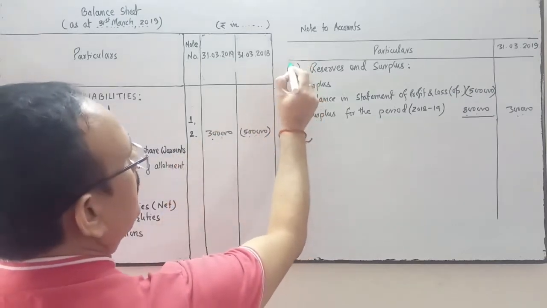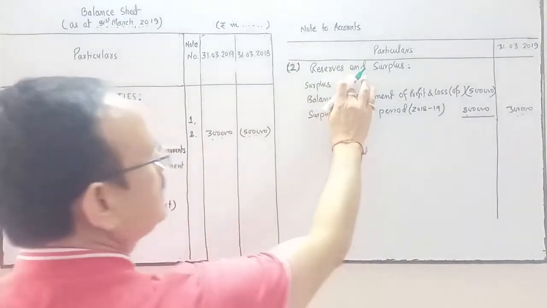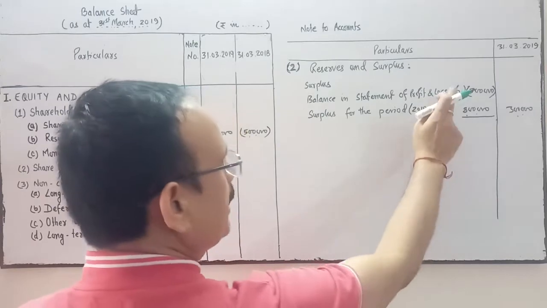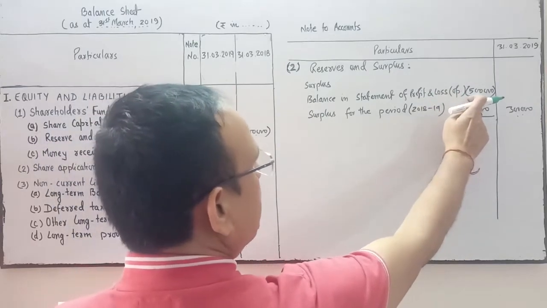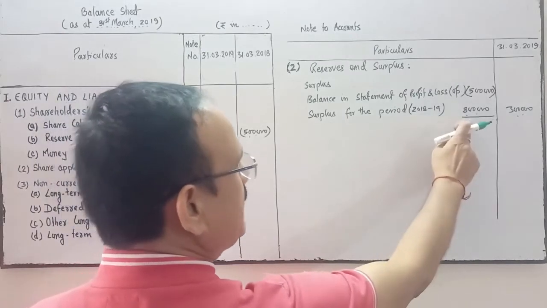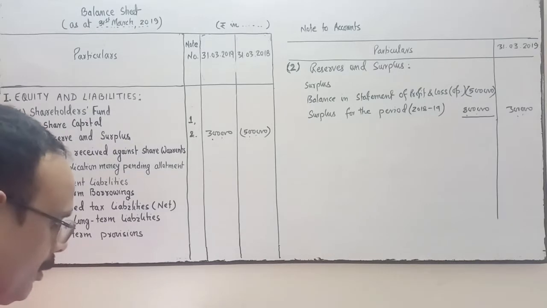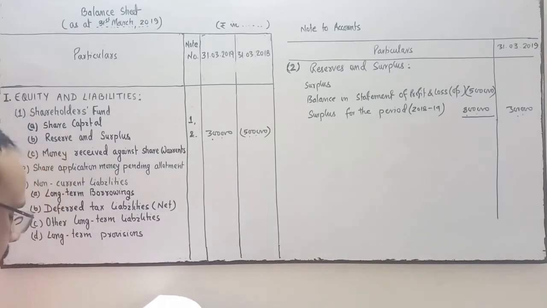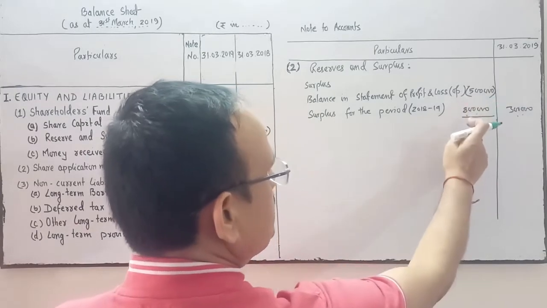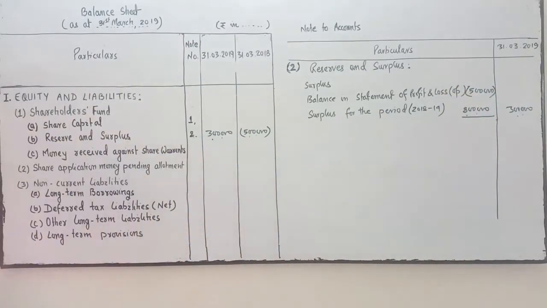So note number 2, is it about the reserve and surplus? So balance in the statement of profit and loss, opening debit balance 5 lakhs minus, and surplus for the period 2018-19 financial year is 8 lakhs. It's a profit. It has been written that it earned a profit of rupees 8 lakh for the year ended 31st March 2019. So minus 5 plus 8, 3 lakhs is plus. This 3 lakhs is for the current year.